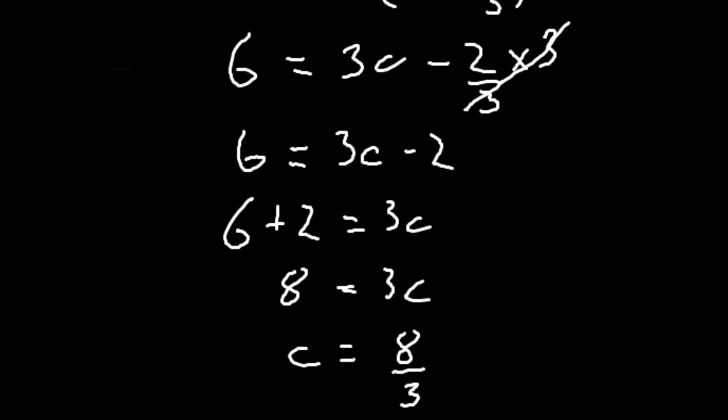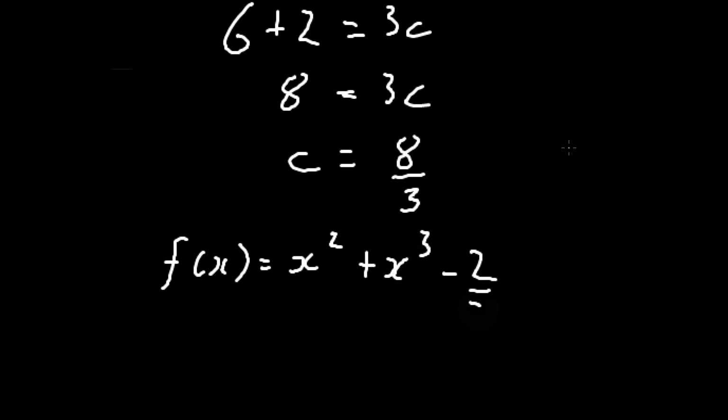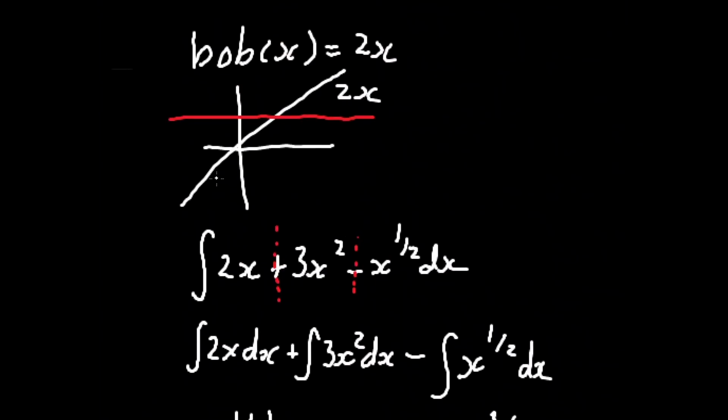But we're not done. It says find the function. So we've got to write all of it out. All right? All of it. Okay? So we get y is equal to x squared plus x to the power of 3 minus 2 divided by 3, x to the 3 divided by 2, and then plus that c value, which is 8 divided by 3. And that is our total function here. That's the y line that we were after all along, after all that working out.